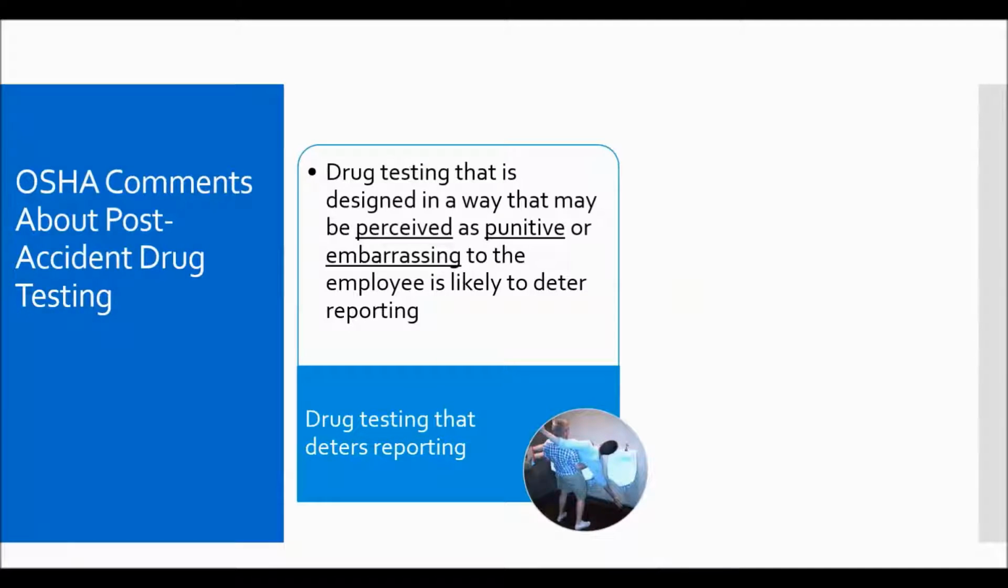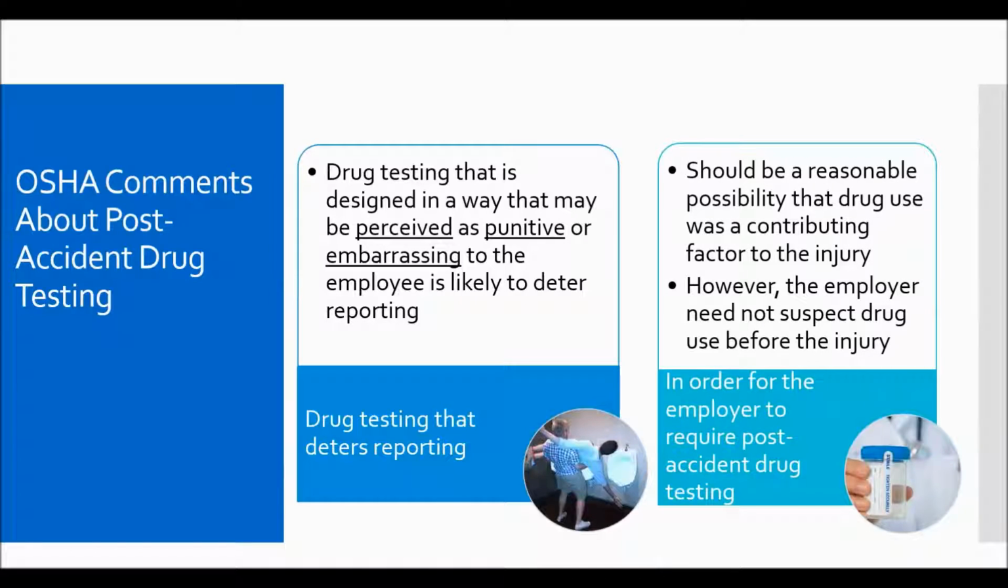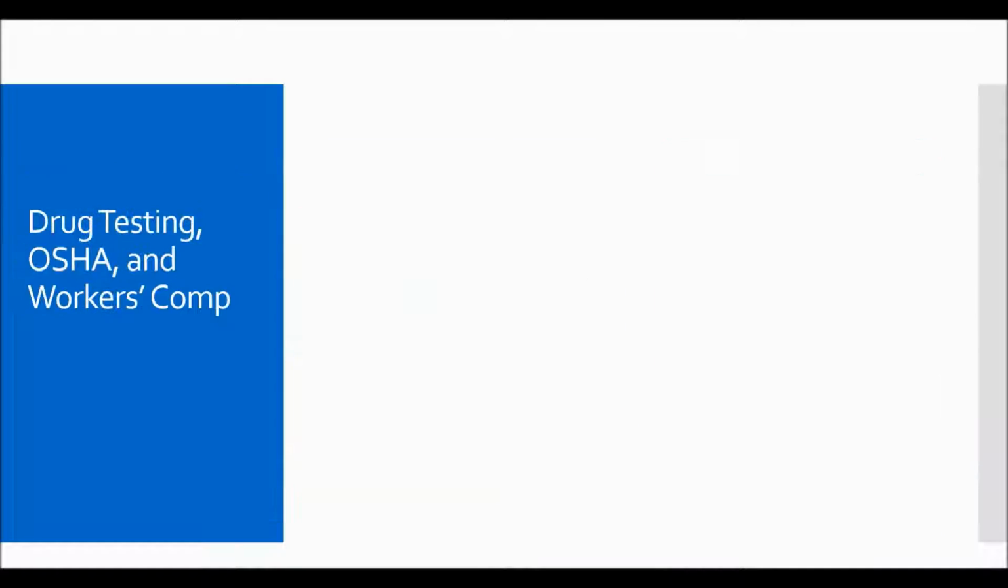OSHA believes that automatic post-accident drug testing deters reporting, as I just talked about. You don't have to, as an employer, suspect that there's impairment. In fact, you can't even prove it. That's a medical issue, usually opined by a physician. But it has to be the sort of situation where drug use might be a contributing factor to the injury.